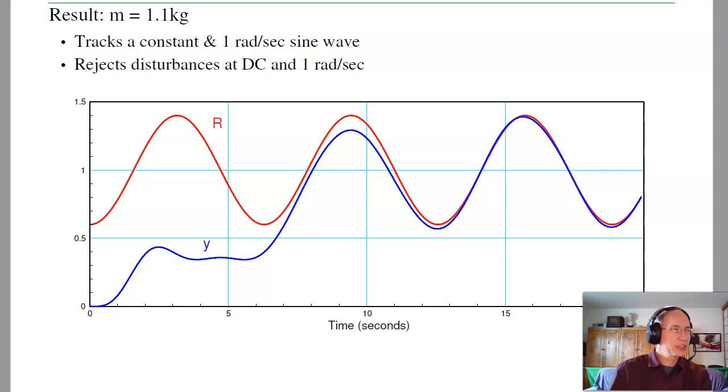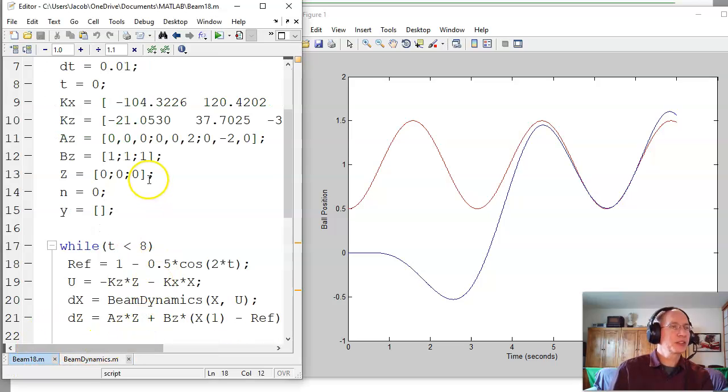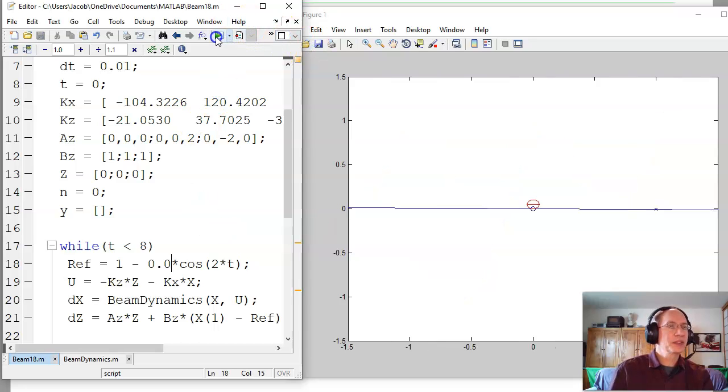And if I go into simulation and set the mass of the ball to 1.1 kilograms, it's supposed to be 1 kilogram, but I've got an extra 0.1 kilogram, which is going to cause a disturbance. I have the servo compensator, in this case at 2 radians per second. Let's see. If I try to track a constant set point, here's what happens.